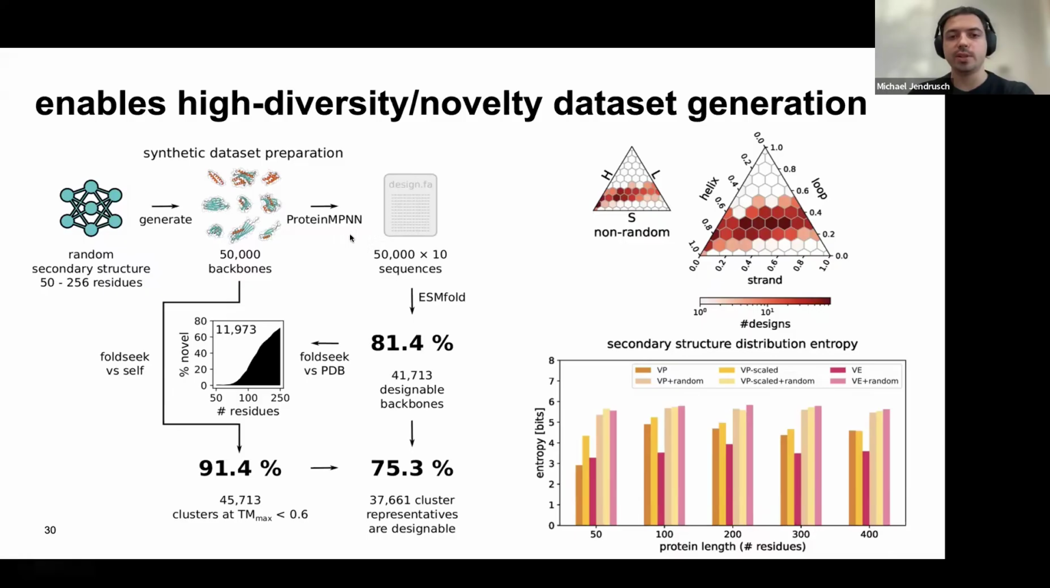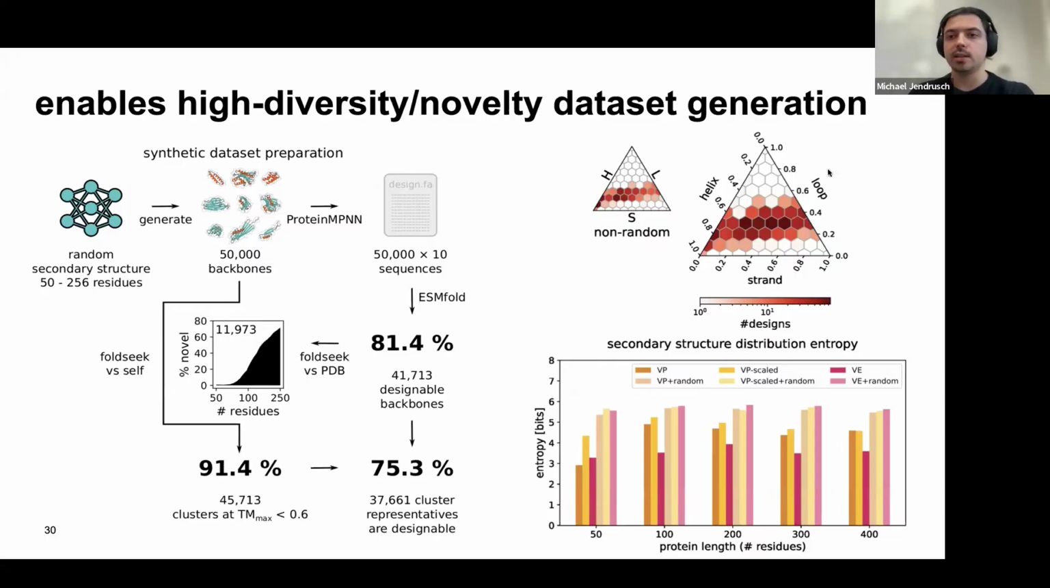And they were also mostly designable. So even though we started with random secondary structures, by doing sequence design with ProteinMPNN and prediction with ESMFold, we found that 81.4% of these were predicted to fold properly. And of these folded ones, 11,973, so over 10,000, were novel when compared to structures in the PDB, so had a very low TM score compared to structures in the PDB.